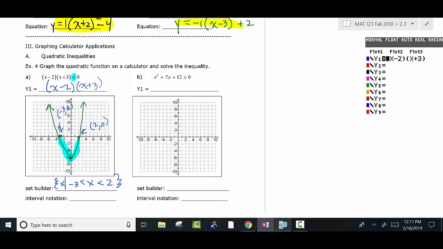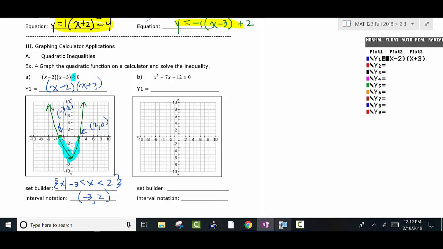If you do this in interval notation, we would just say it starts at negative 3, ends in 2. We would use parentheses because it just has a less than. It doesn't have less than or equal to. So that one's one that I want you to do with your graphing calculator to start with. Are you with me?